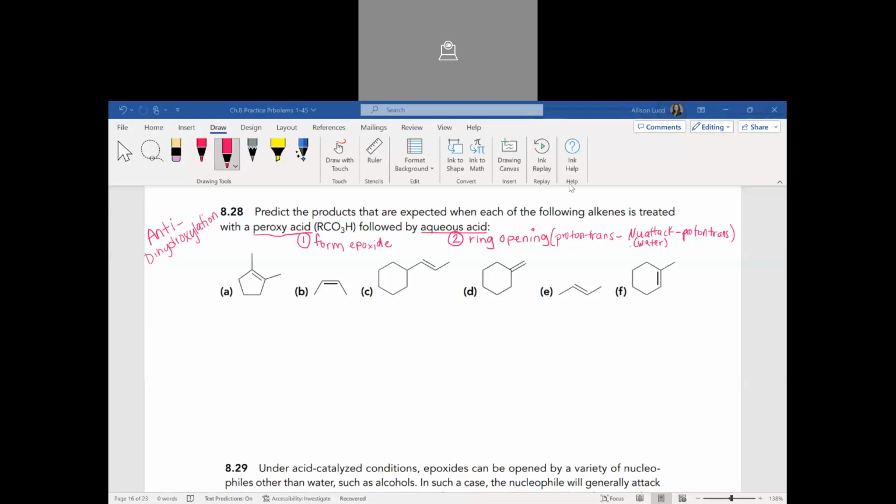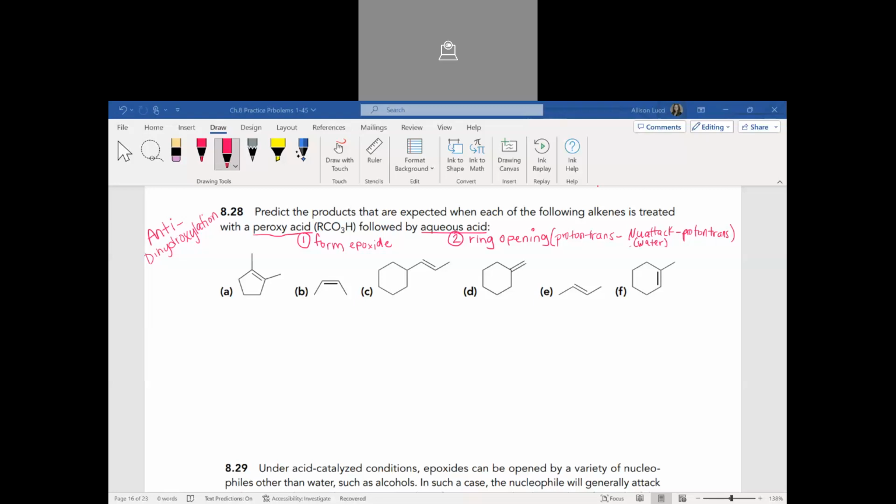In Chapter 8, Problem 28, we see an example of an anti-dihydroxylation reaction. And we know that from the reagents that are listed. So these alkenes will first be treated with a peroxy acid, which has this general form here. So we have different R groups. So first step, we would form an epoxide, right? So that three-membered ring with oxygen in it.